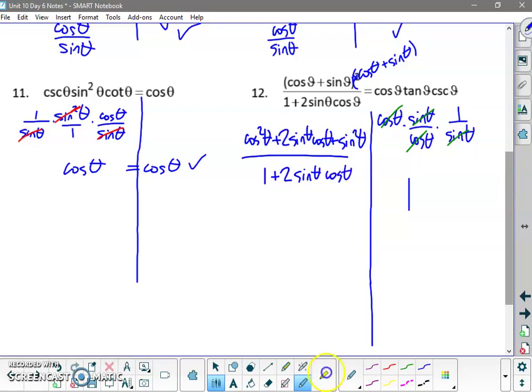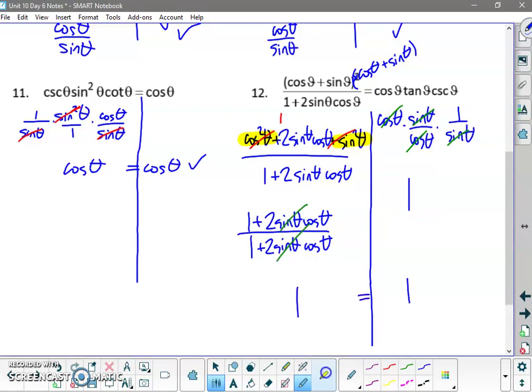Well, now, if you remember your Pythagorean identity, I've got a sine squared here plus a cosine squared there, so I can replace those with a 1, and what that leaves me with in the numerator is 1 plus 2 sine theta cosine theta. My denominator is also 1 plus 2 sine theta cosine theta. And then obviously those cancel out and leave you with 1. We have 1 equals 1, and we are done with that identity.